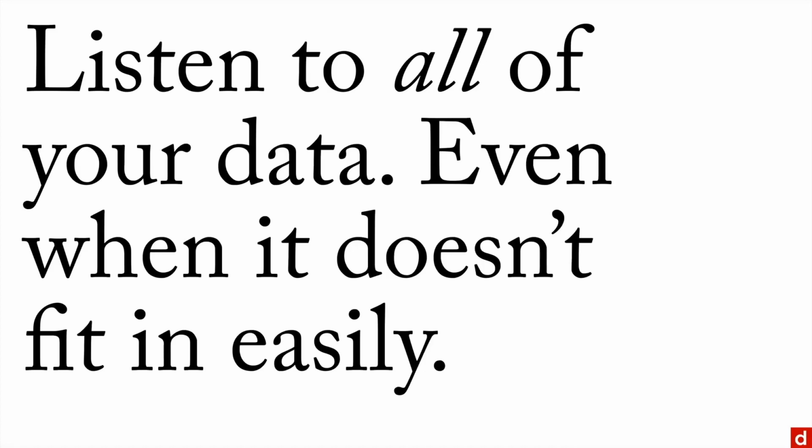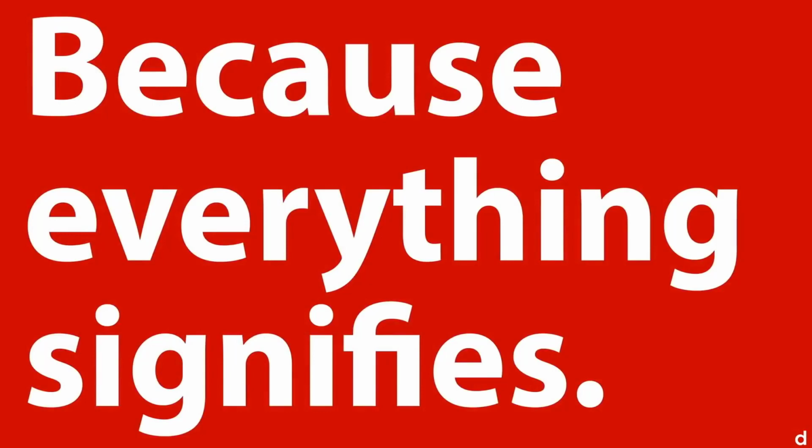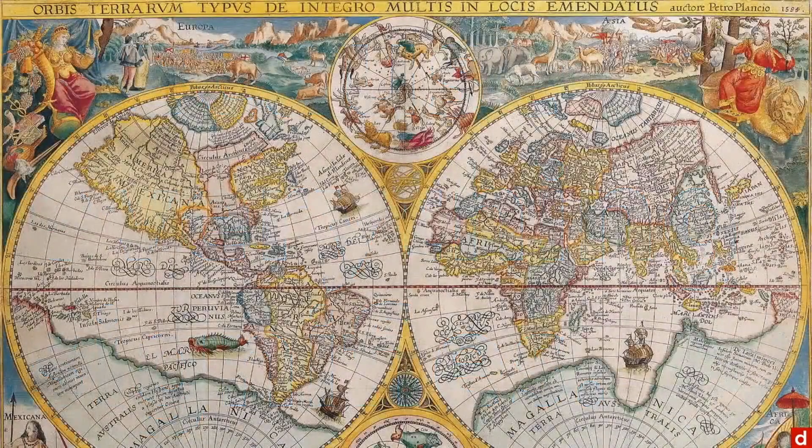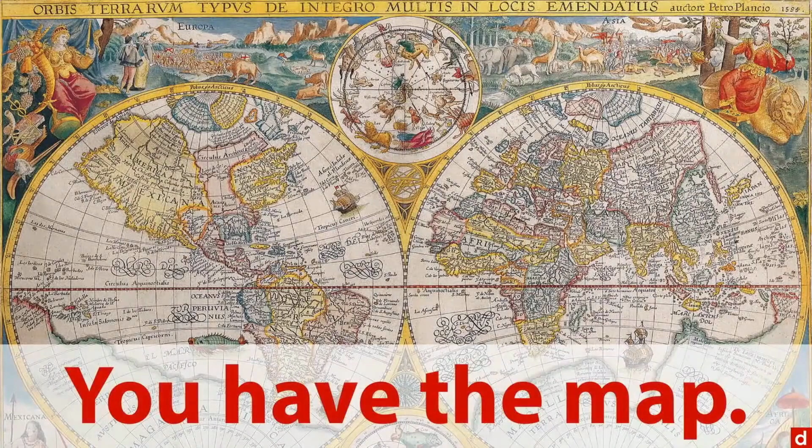And the reason you want to do that is because everything signifies, everything carries meaning, and everything can give you additional understanding and insight into what's going on around you. And so in this course, what we're trying to do is give you a map to the field of data science and how you can use it. And so now you have the map in your hands and you can get ready to get going with data science.